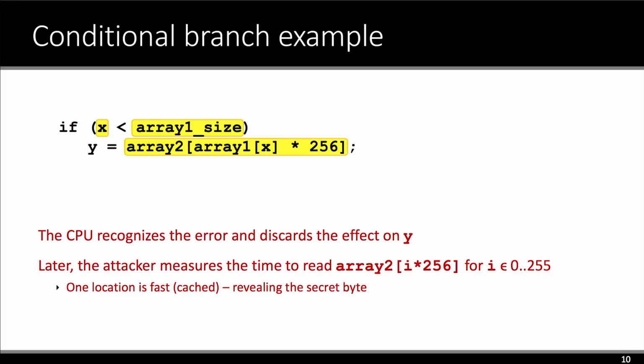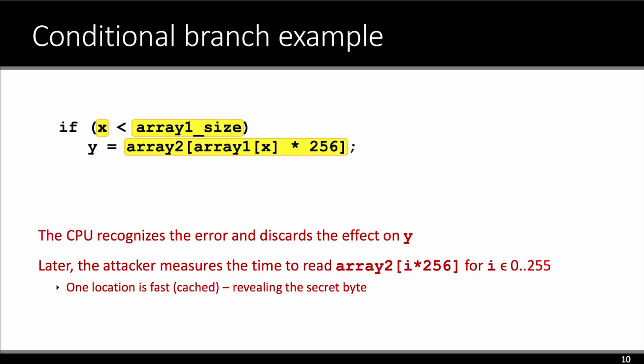So the CPU is then going to recognize that it made a mistake. The branch predictor predicted that the if was going to be true. It was really false. Eventually, the data for array 1 size comes in, and the CPU is going to throw away all of the modifications to its register state. And if there was even a write to the value of y in memory, that would have been buffered and not saved. All of that gets thrown away. But the change to the cache does not get thrown away.